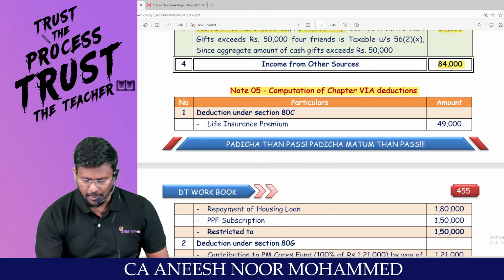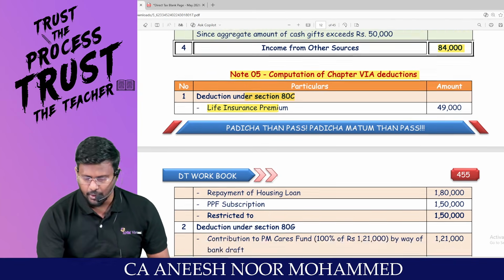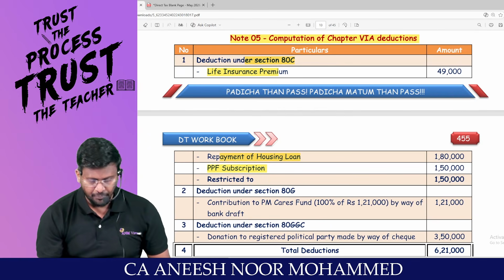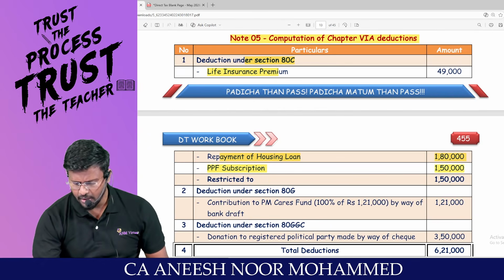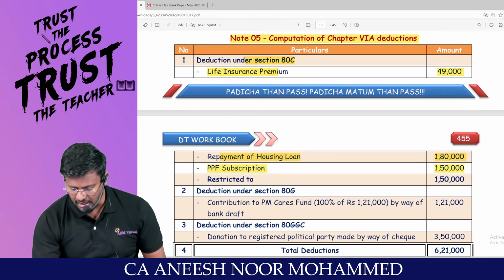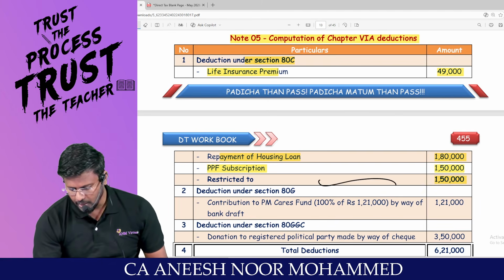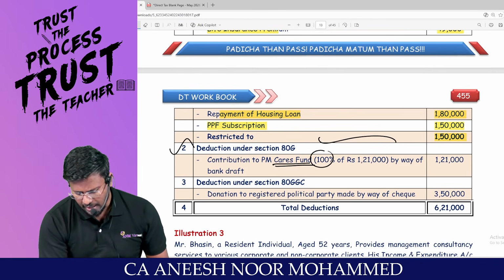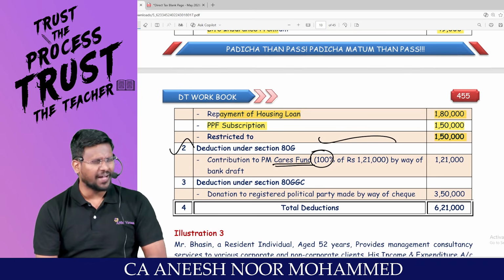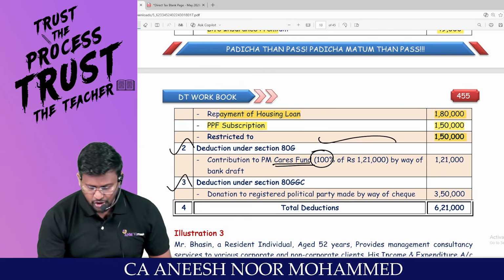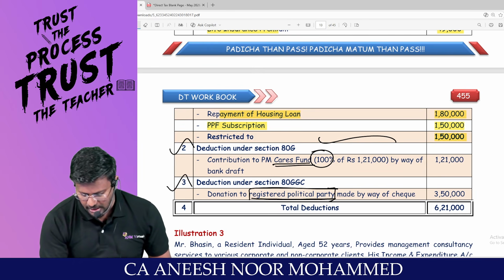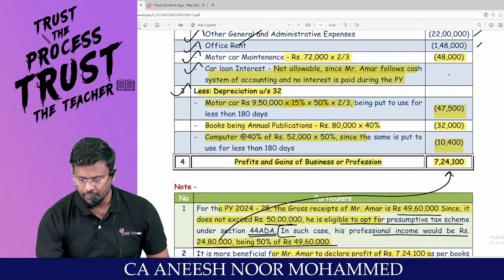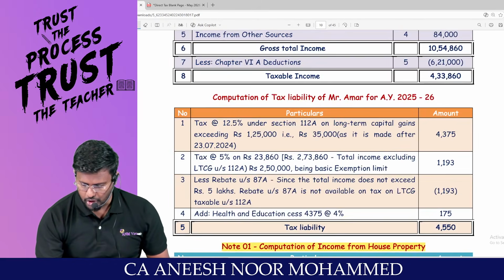Sir, now coming to chapter 6A deductions. For LIC premium, will you get 80C? Repayment of principal portion of housing loan, will you get 80C? PPF subscription, will you get 80C? But maximum deduction under 80C itself will be restricted to 1,50,000. Sir, deduction under 80G, Prime Minister's Care Fund, 100% will be allowed since you have paid by other than cash. And deduction under 80GGC since you have transferred to a registered political party. So the total chapter 6A deduction will be 6,21,000.